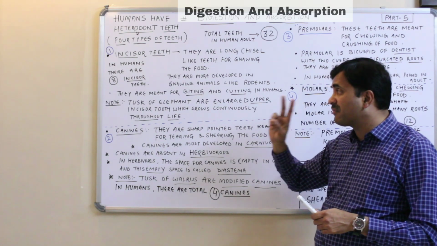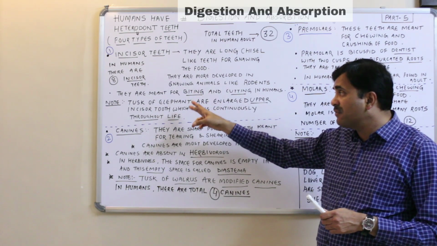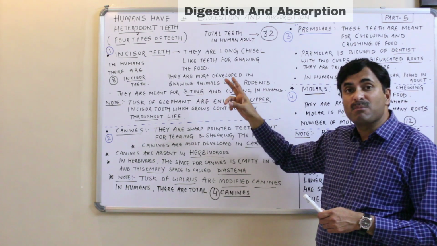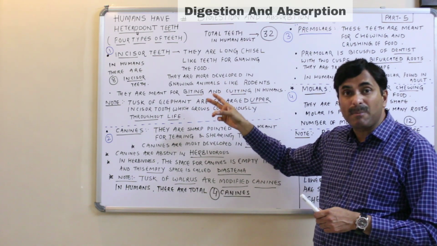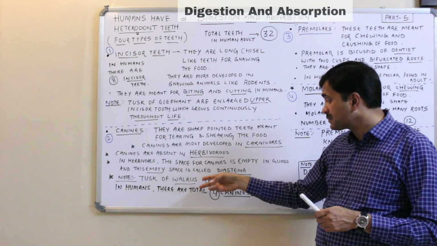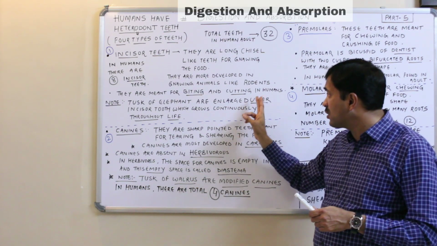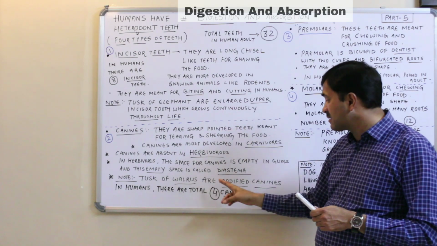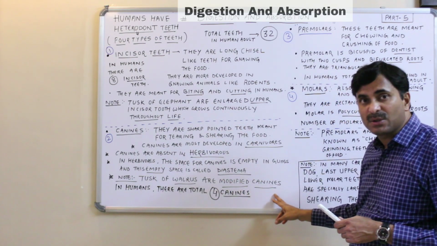So what is the big difference? The tusks of the elephant were actually modified incisors, upper incisors, but the tusks of the walrus are not a modification of the incisor teeth, they are a modification of canine teeth, okay.